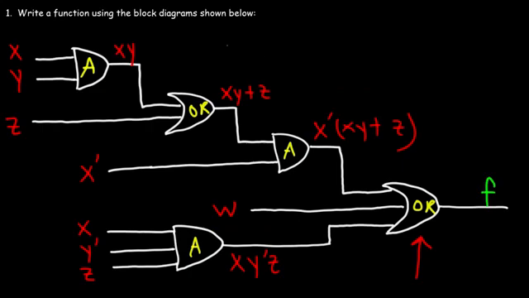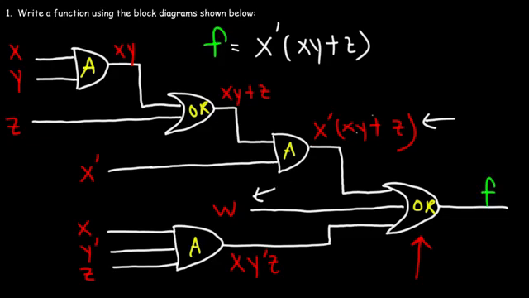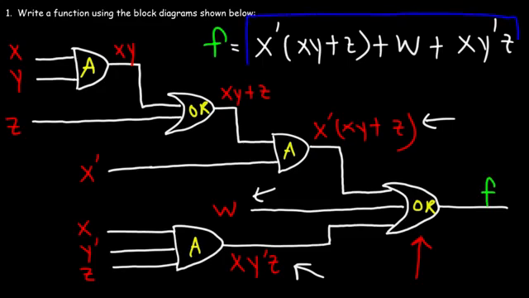So we could say the function f, the output of it, is going to be the first input, which is x prime times xy plus z, plus the second input, which is w, plus the last input, which is x y prime z. So this will give us the output of this circuit diagram using the inputs that we have here. So that's how you can write a function given a block diagram.